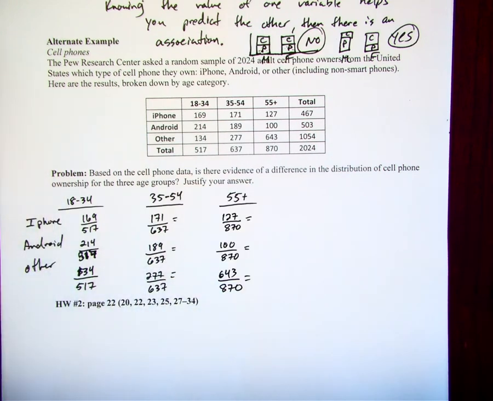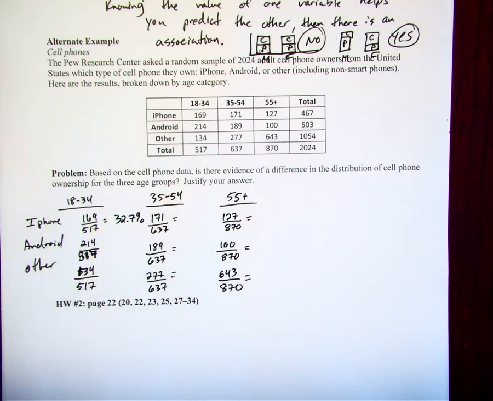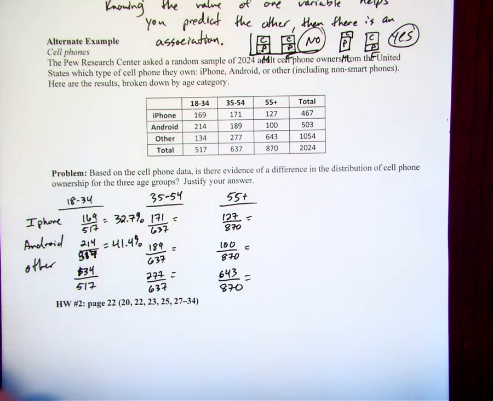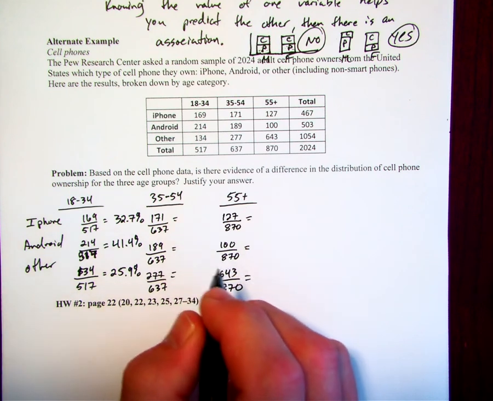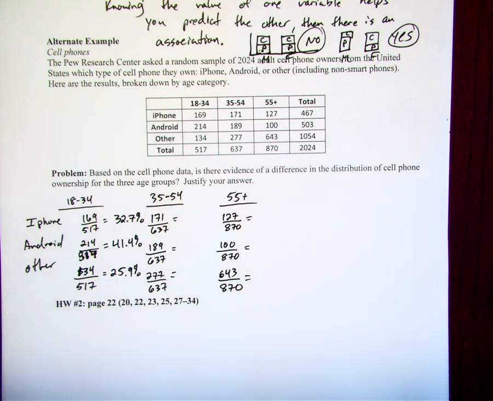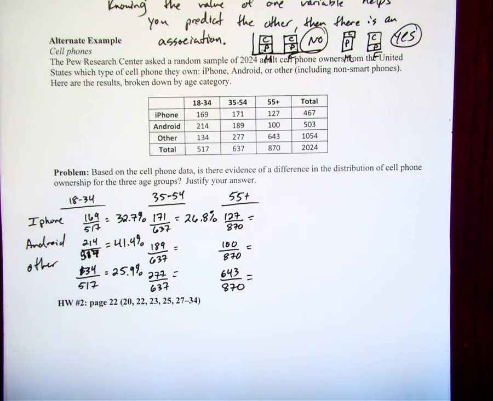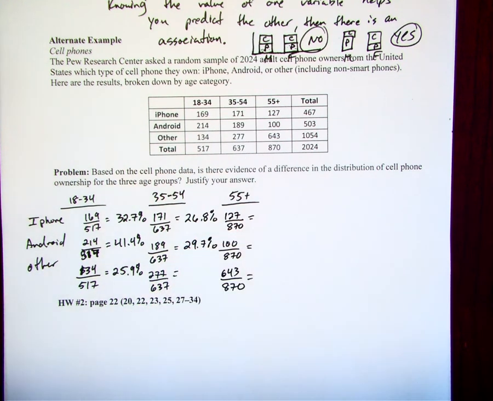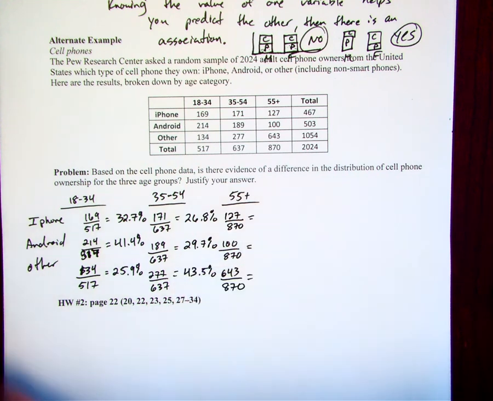Okay, so 169 divided by 517. That's 32.7. We'll round to the tenths place on this one. People always ask me, Ms. Brady, what do you round to? Well, I would for sure have at least one decimal. You know what I mean? To the tenths place. So, all right. Got it. And do the next one. And here we go.